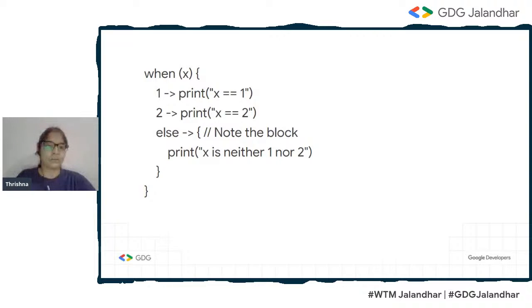Okay, so here we are seeing when the value of x is 1, then we print x equal to 1. Okay, so when the value of x is 2, then print x is equal to 2. Okay, if none of these are the values of x, then print x is neither 1 nor 2. Okay, and if you want to comment any of the code, or if you want to write extra information, you would use backslashes two times.